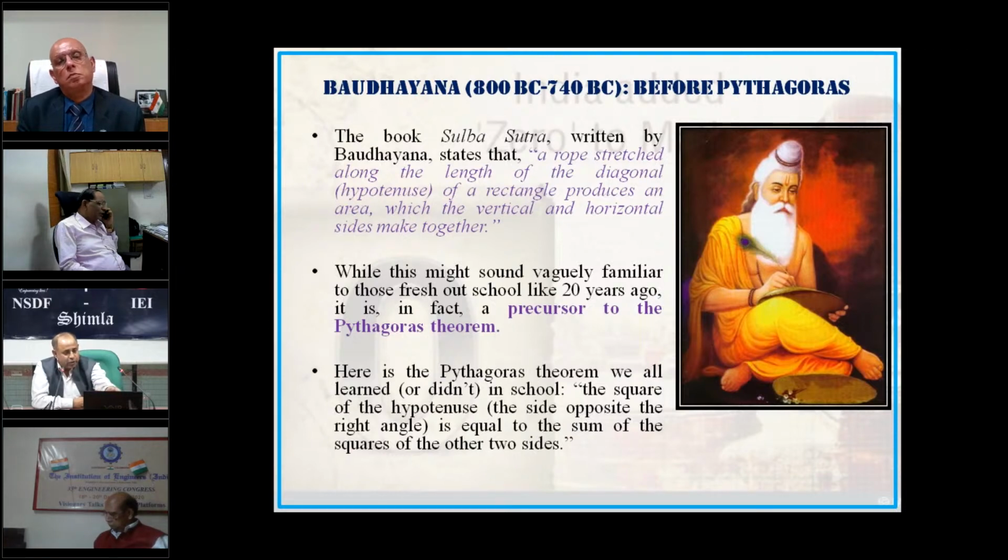Same thing he's saying. He says the rope stretched along the length of the diagonal of a rectangle produces an area with the vertical and horizontal sides made together. Same thing. The hypotenuse square equals base square plus height square. So this should be known as the Bodhayan Sutra rather than the Pythagoras Theorem. I'll tell you exactly where he's mentioned this. I'm just going to narrate those Sanskrit shlokas as such.